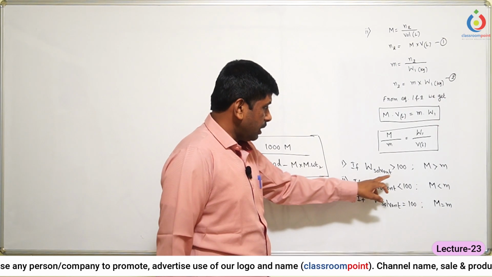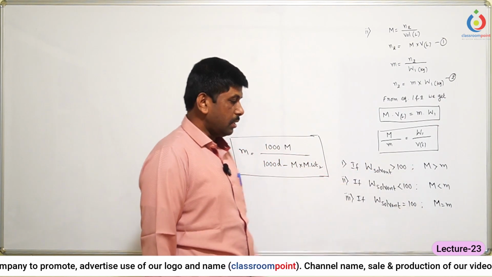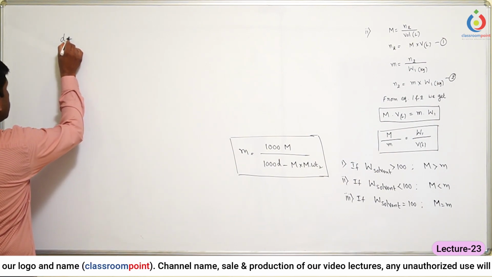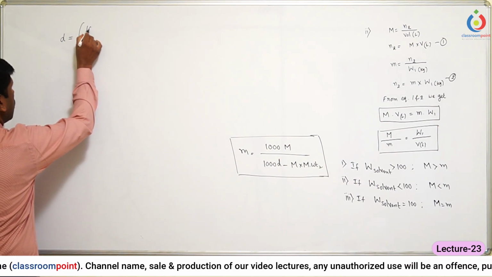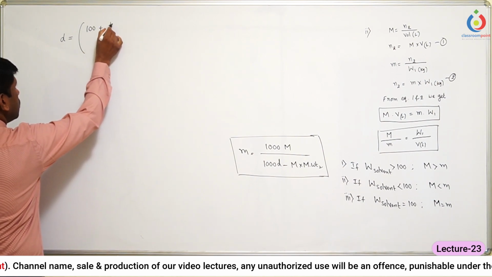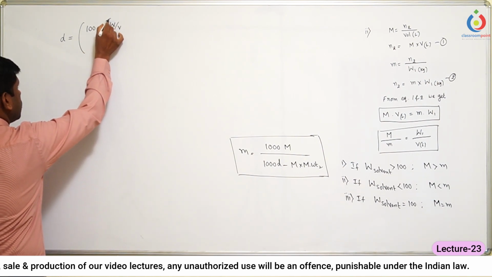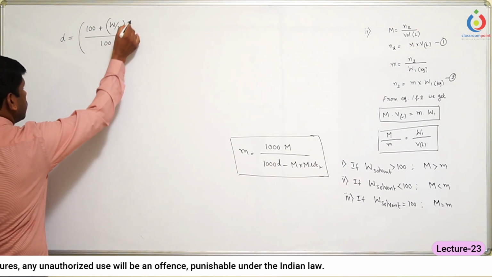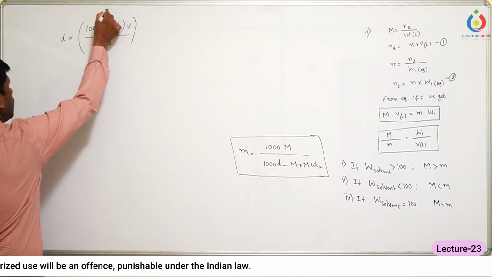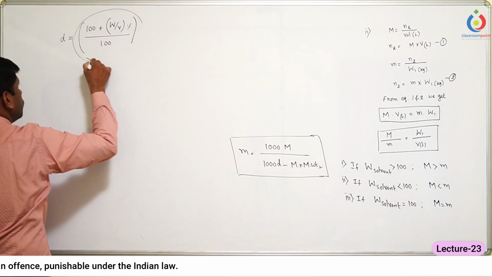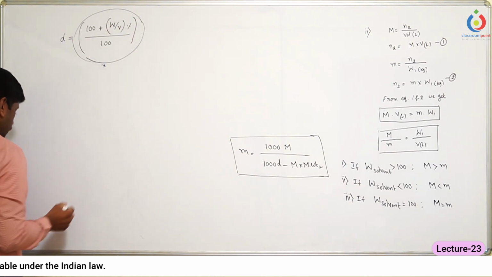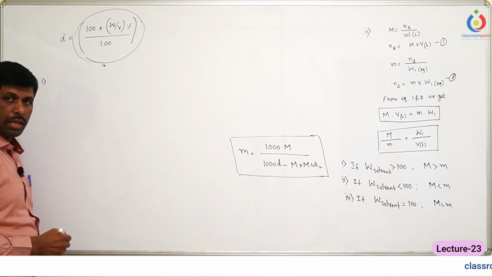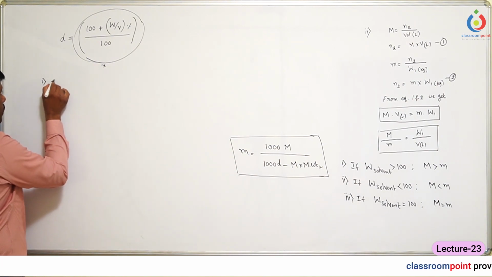If density is given, then how to relate this? Density is also there. Density is equal to 100 plus mass by volume percent, divided by 100. Let us take this entire value as X. Then from the density concept also we can relate the molarity and molality.